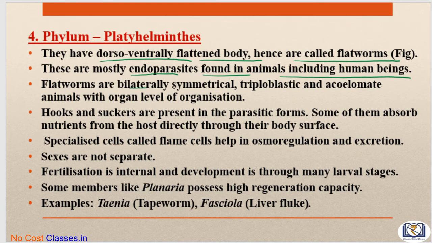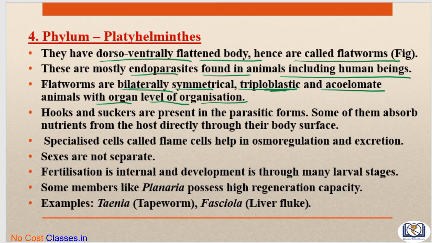Flatworms are bilaterally symmetrical, triploblastic, remember, very important, acoelomate, very important, and have the organ level of organization. If somebody gives you a question, name the organism or the phylum with triploblastic, acoelomate, and the first organ system of organization, then definitely you will write Platyhelminthes in that way.